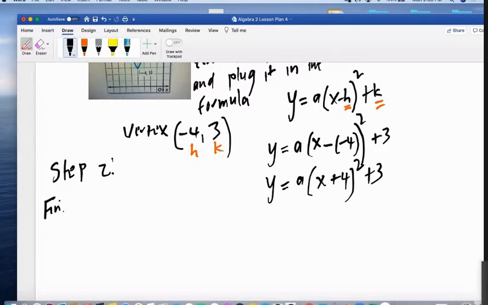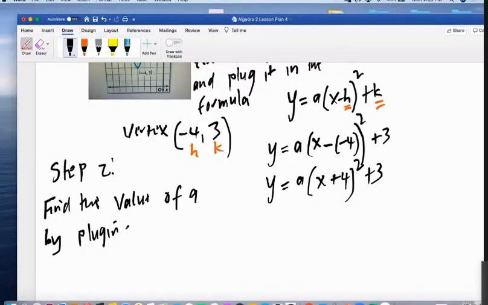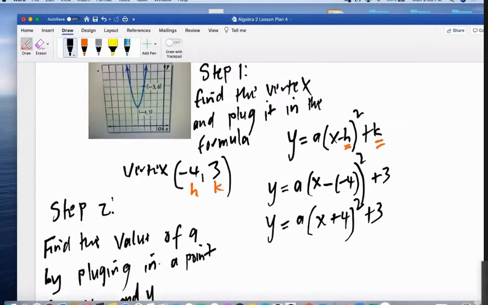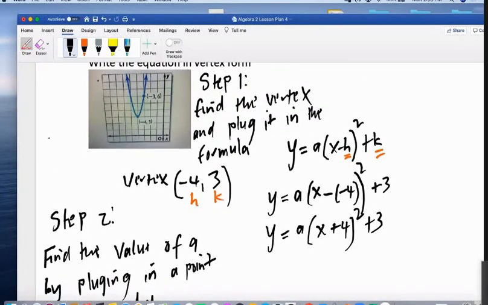Find the value of A by plugging in a point for X and Y. So the next step, you want to go back to the graph and find a point.